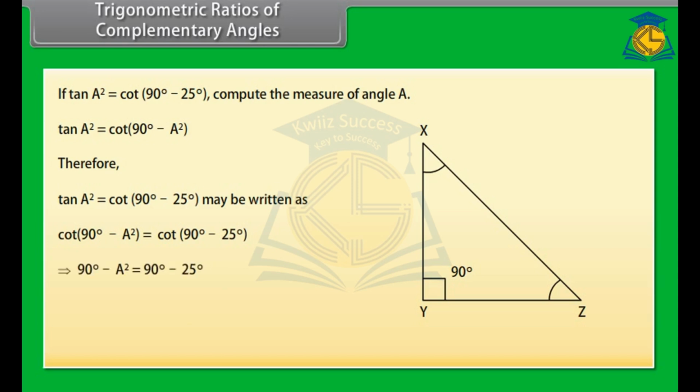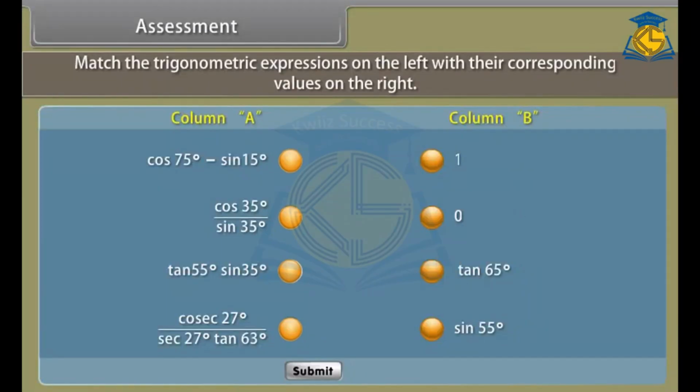It implies that 90 degrees minus A square is equal to 90 degrees minus 25 degrees. In other words, A square is equal to 25 degrees. A is equal to 5 degrees. Assessment. Match the trigonometric expressions on the left with their corresponding values on the right.